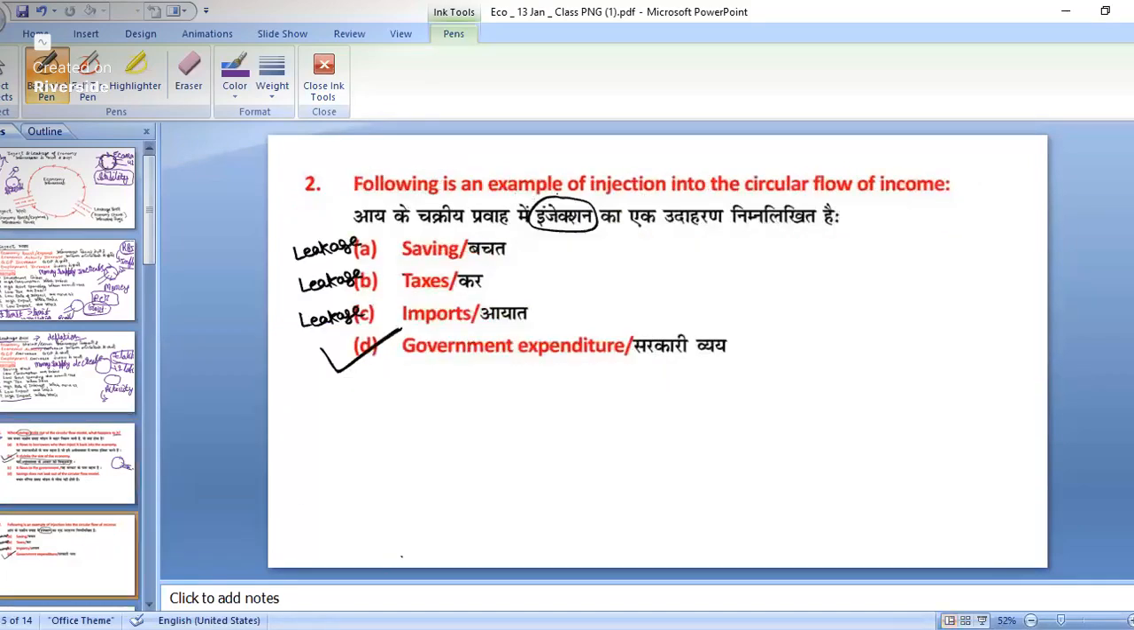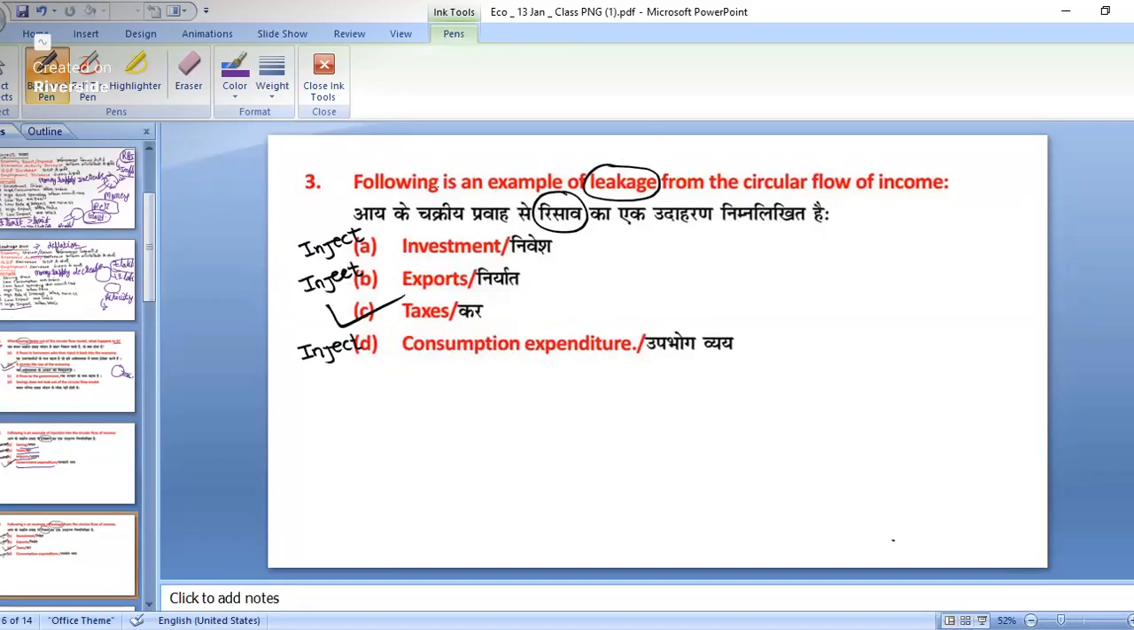Then we have: the following is an example of injection into the circular flow of income. Savings, we saw that there will be leakage. Taxes also we saw as leakage, imports also an example of leakage. So government expenditure is an example of injection.